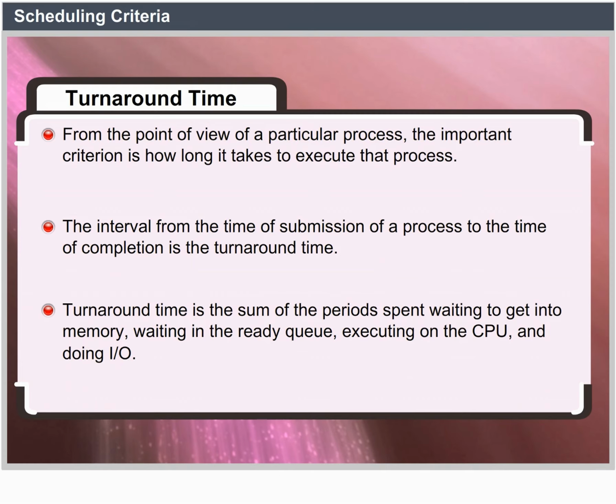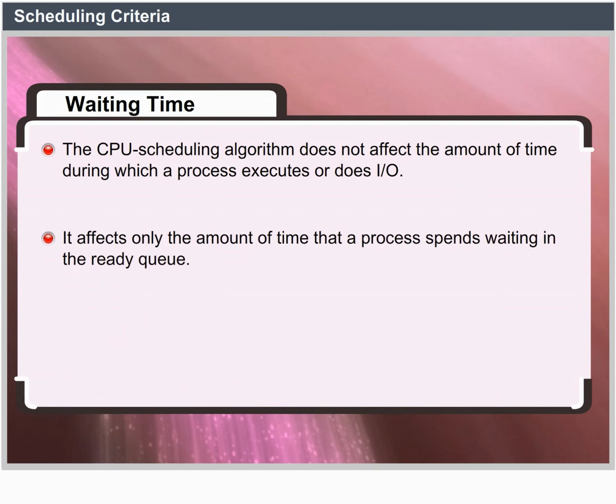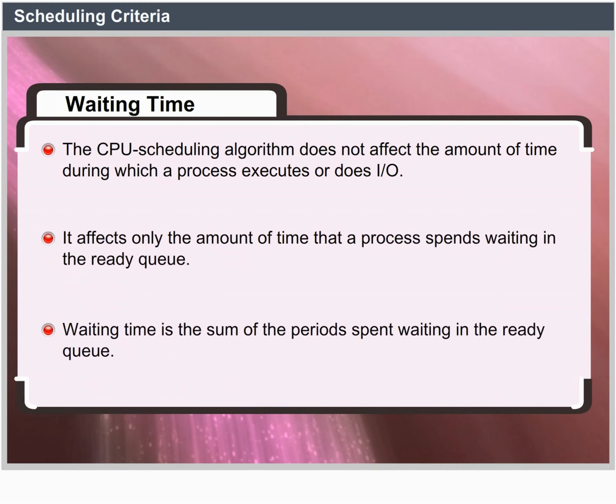Waiting time. The CPU scheduling algorithm does not affect the amount of time during which a process executes or does input-output. It affects only the amount of time that a process spends waiting in the ready queue. Waiting time is the sum of the periods spent waiting in the ready queue.